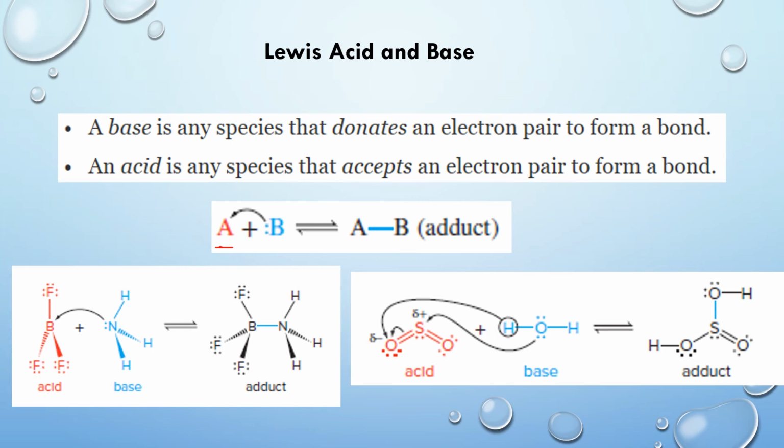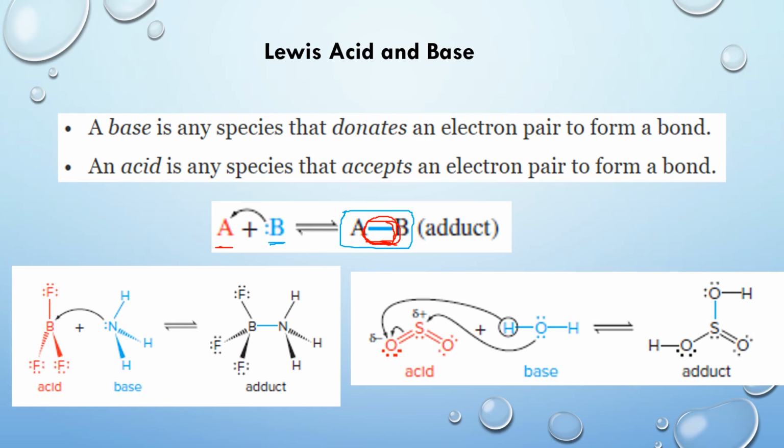And the Lewis base, by definition, is the electron pair donor. So it donates the electron pair to the acid, and the species formed is called the adduct. The adduct is the new species formed, which has this newly formed bond. When A and B are bonded together, you form this new bond, and the entire species is called the adduct.